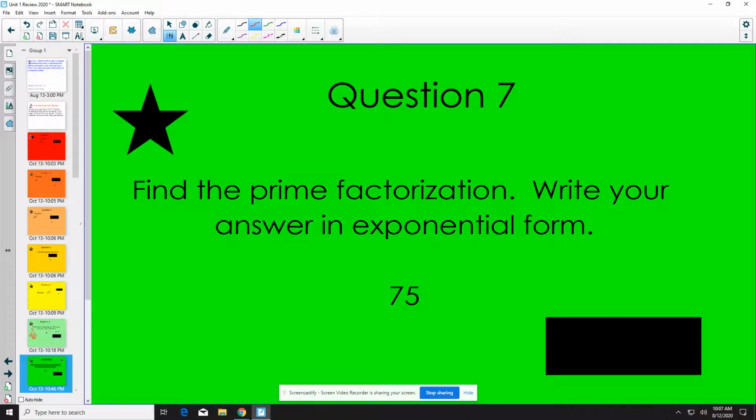Okay, number 7, find the prime factorization. Write your answer in exponential form. Okay, go ahead and start your factor tree on your paper. I want you to try this on your own. Hit pause right now. When you finish your factor tree, hit play and check your answer.